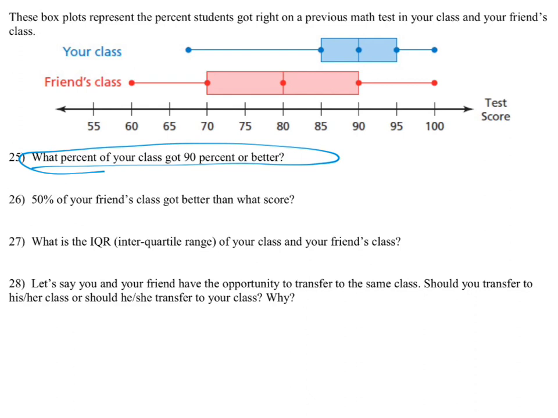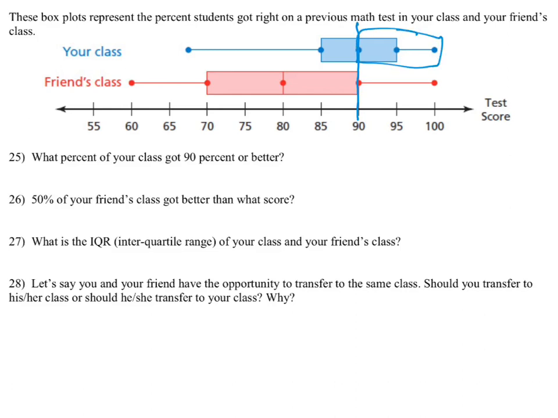What percent of your class got 90% or better? Well, here's 90% and better. So we got this section here. If you want to figure out what percent of your class, you have to remember that on a box plot, each section represents 25%. This and higher covers 2 of these 25% sections. So we're looking at 50% of your class got 90% or better, which is good.